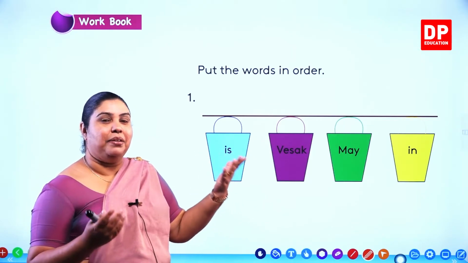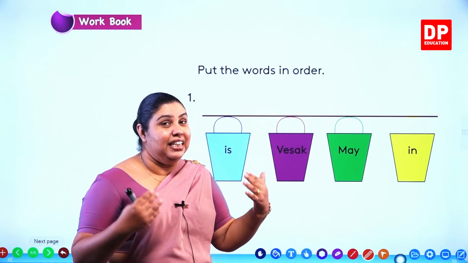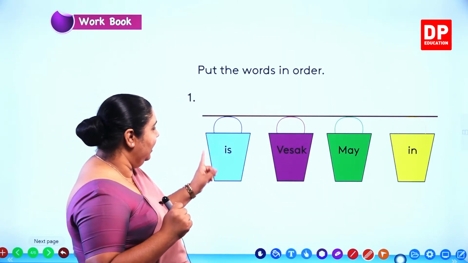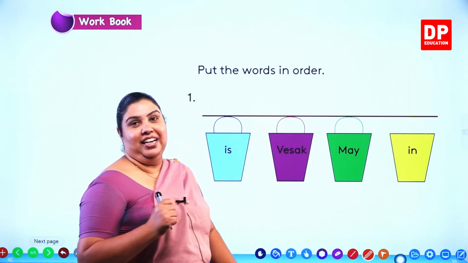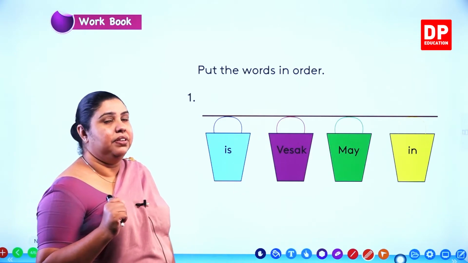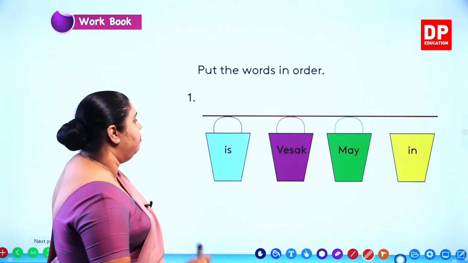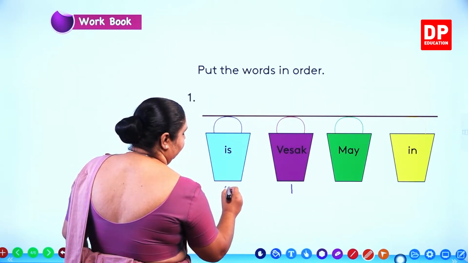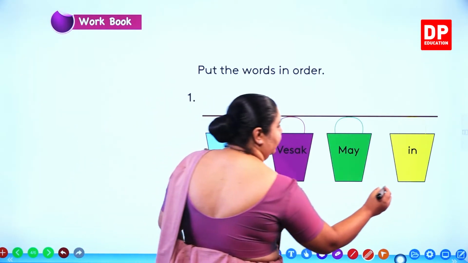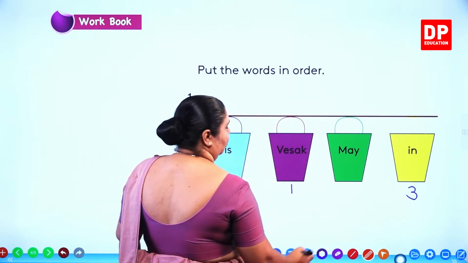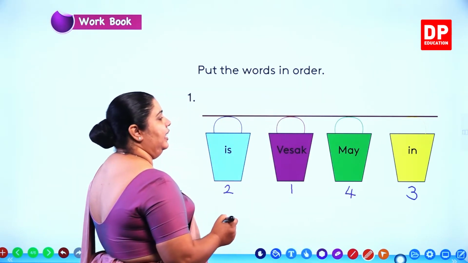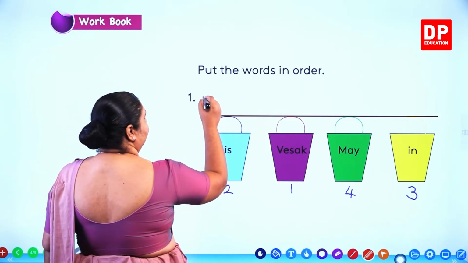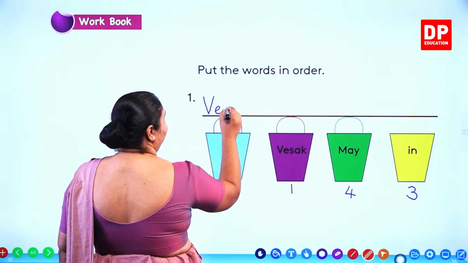So that means they say that Vesak is in May. So we have to put it in the correct order. Vesak is in May. That is the correct order. So when we write a sentence, with what letter do we write? We have to start with a capital letter. So the first word is Vesak. Second one is. Third one in. Fourth one May. Vesak is in May. That is what we are going to write. So shall we start now? Vesak. Start with a capital letter. I will write that here. Vesak.